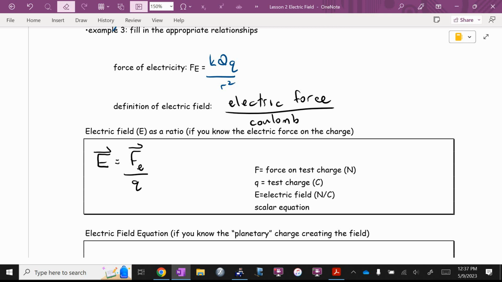What would the units be for electric field? What are the units for force? Brandon, what are the units for charge? Newtons per coulomb. Newtons per kilogram, gravitational field. Newtons per coulomb, electric field. Okay. I wrote here, it's a scalar equation. I know I put vector signs on here. The equation itself just tells you the magnitude. We're going to have to figure out the direction by defining a direction in a little bit.